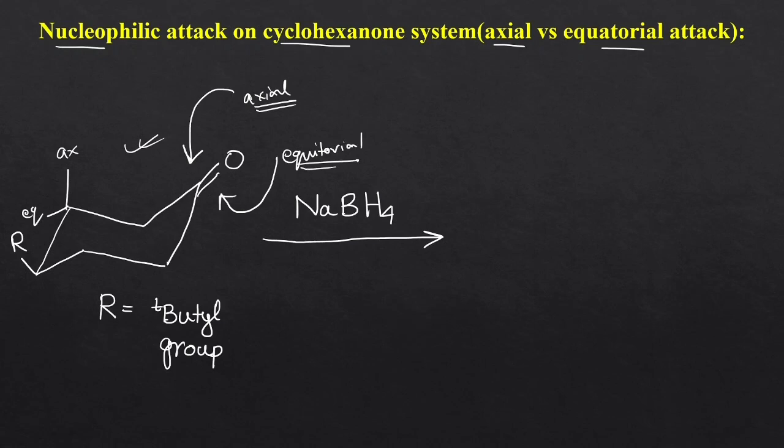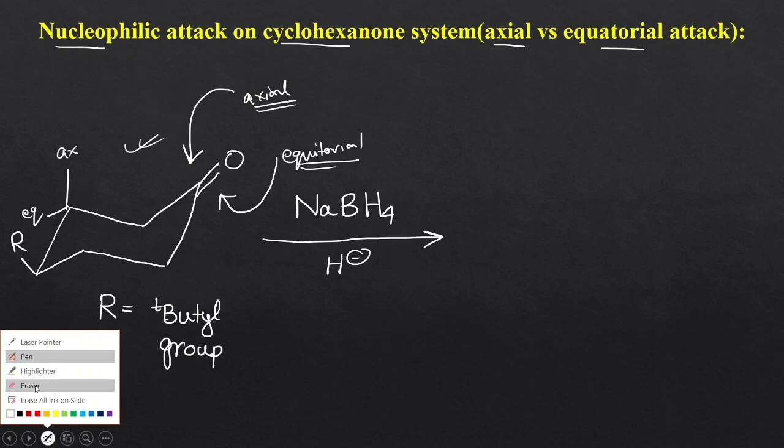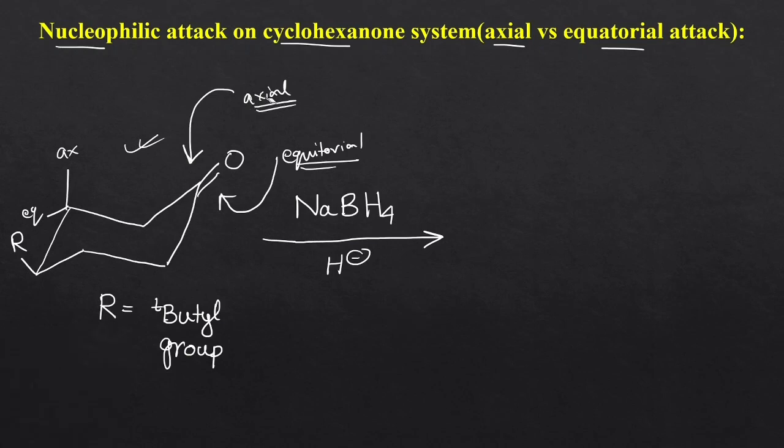Now what happens in case of sodium borohydride? It gives hydride equivalent, and that hydride equivalent has two opportunities. I mean, it has the option of coming from the upper side and the below side, but which one is happening in the major quantity, that we will see over here with the explanation.